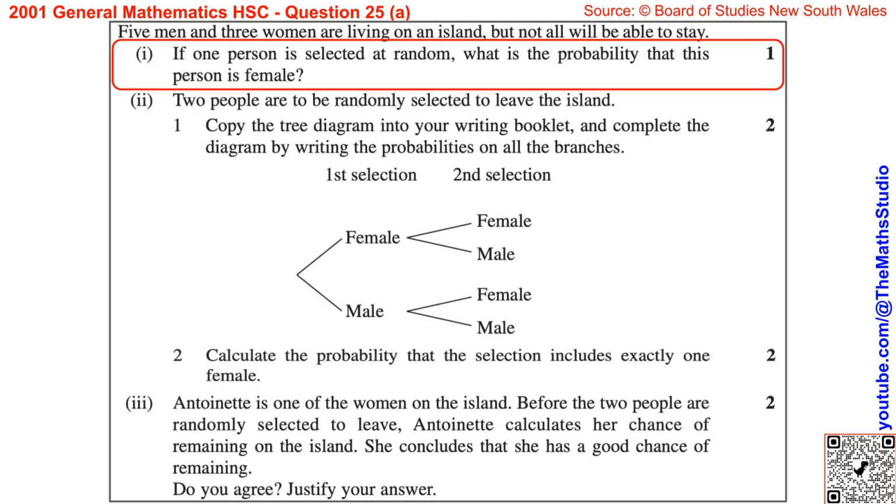Question 25, Part A. 5 men and 3 women are living on an island, but not all will be able to stay. Part 1. If one person is selected at random, what is the probability that this person is female?